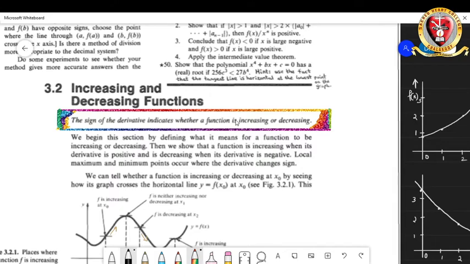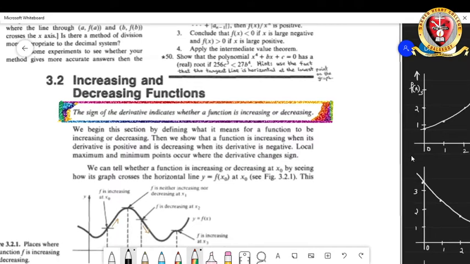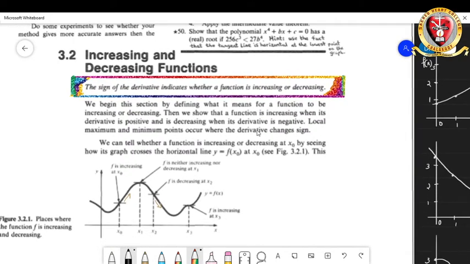We just keep that in mind. So how do we understand whether a function is increasing or decreasing? This is the basic aim. We show that a function is increasing when its derivative is positive and a function is decreasing when its derivative is negative. That's what we are going to deal with.